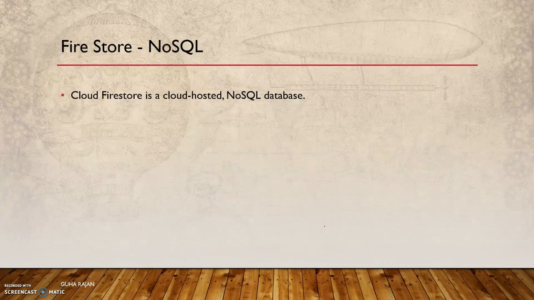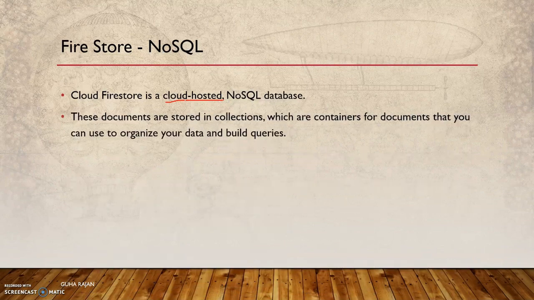So Cloud Firestore, see, this is one more point. Most of these NoSQL databases like MongoDB, you can always download and install on a local machine. But Cloud Firestore is cloud hosted, so you will not be able to download and install it on your machine. You need to use it in the cloud only. That is why it is called a cloud hosted NoSQL database. And it's a kind of repetition here. These documents are stored in collections, which are containers for documents that you can use to organize your data and build queries. This is what we discussed.